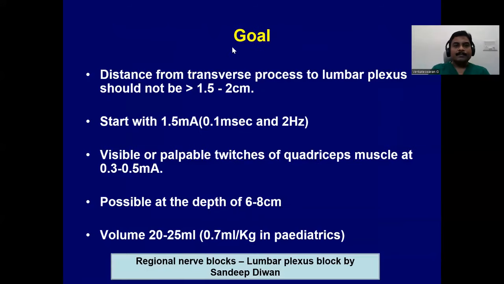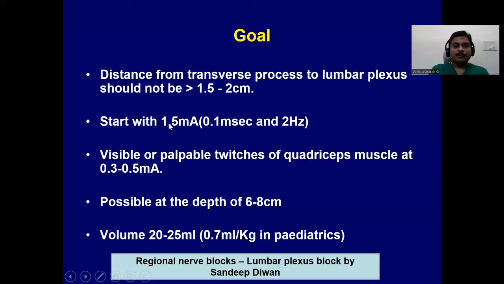So once you reach the transverse process, the distance from the transverse process to the lumbar plexus should not be more than 1.5 to 2 centimeters. It is fixed. The lumbar plexus is situated in front of the transverse process by about 1.5 to 2 centimeters. It is the same for a thin individual, it is the same for an obese individual, and even for different races, it's going to be the same thing.